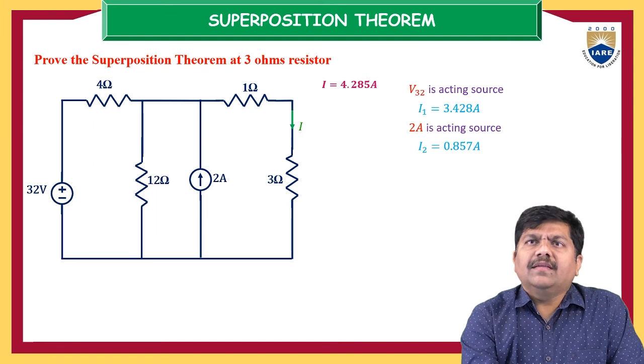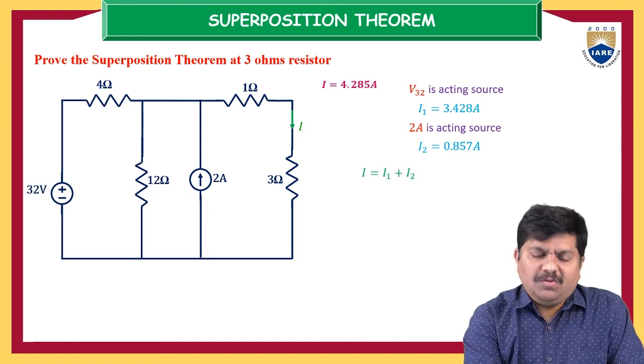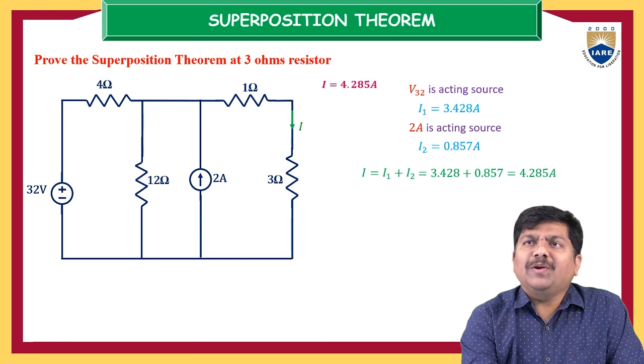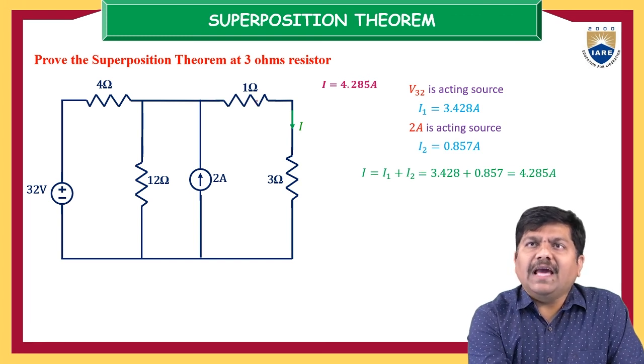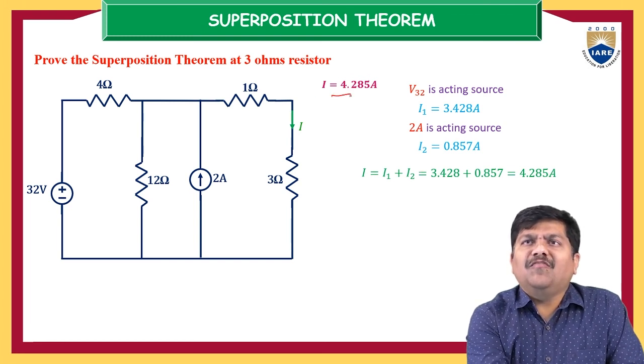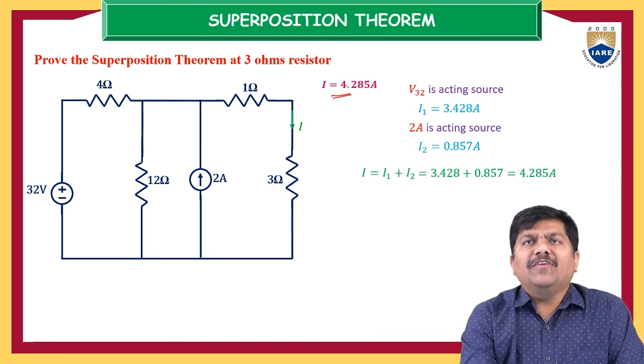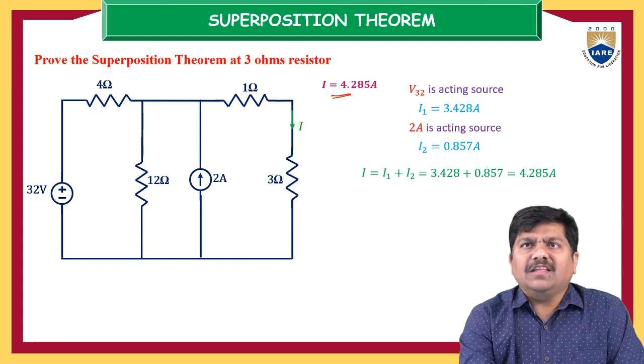So the total current I is the sum of the responses, I1 plus I2. The total value is equal to 4.285 amps. Already we have calculated this by using fundamental principles available in electrical engineering. So this is how we verify the superposition theorem.